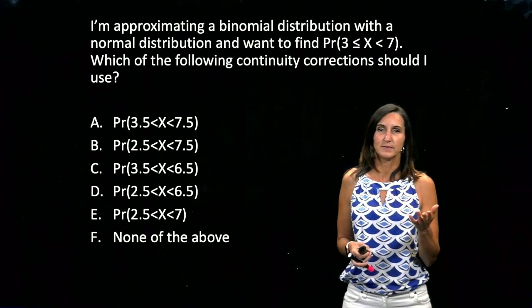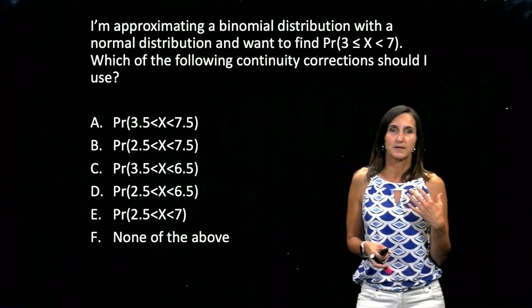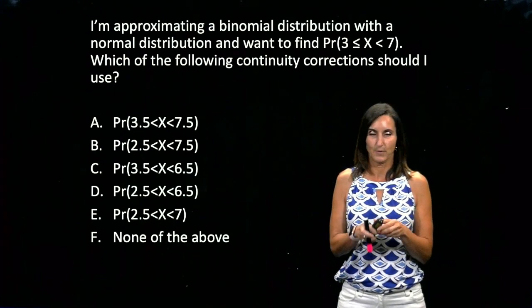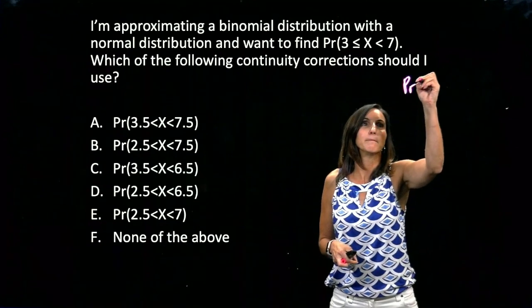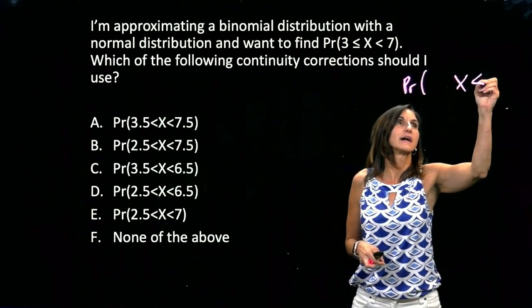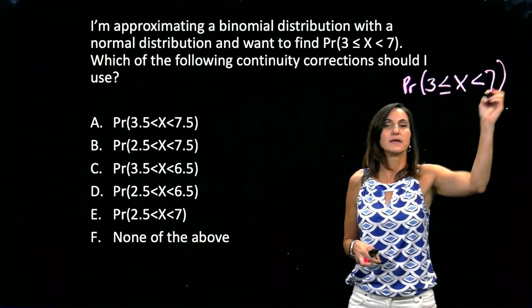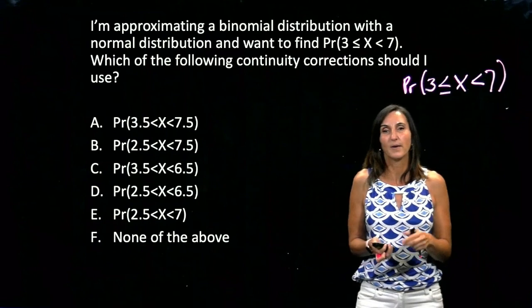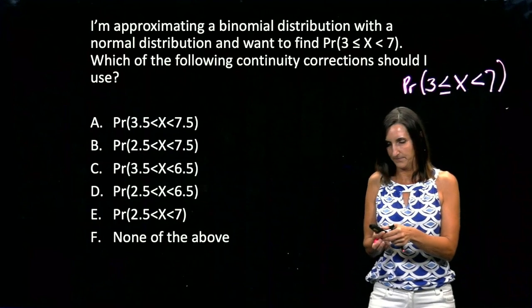So here's one example you can use to check your understanding of this. If I'm approximating a binomial distribution with a normal distribution, and I want to find the probability that my outcome is less than 7, but greater than or equal to 3, what continuity correction should I use? You can go ahead and pause this video and then continue after you've got your answer.